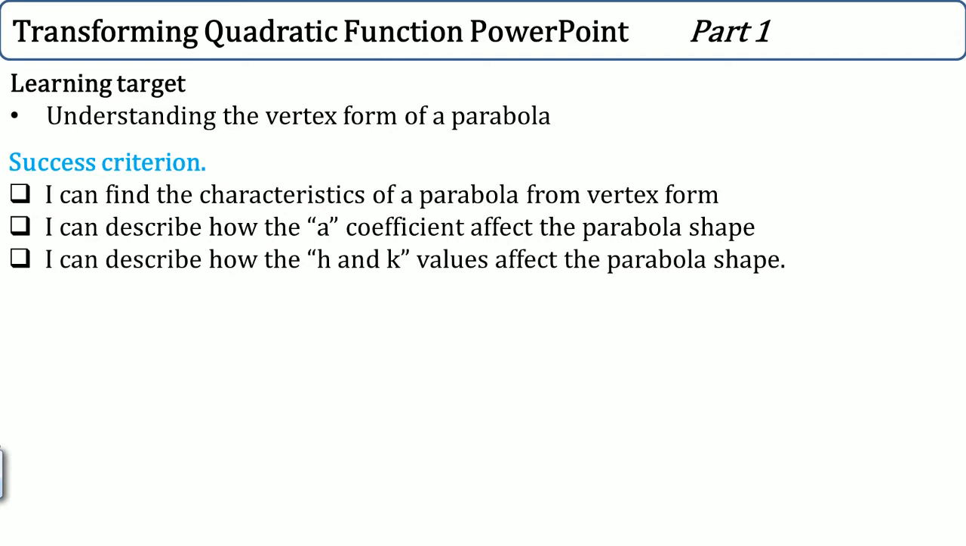Your 3 success criteria: 1. You should be able to find the characteristics of a parabola from vertex form. 2. You should be able to describe how the a coefficient affects the parabola shape. And 3. Describe how the h and k values affect the parabola shape.